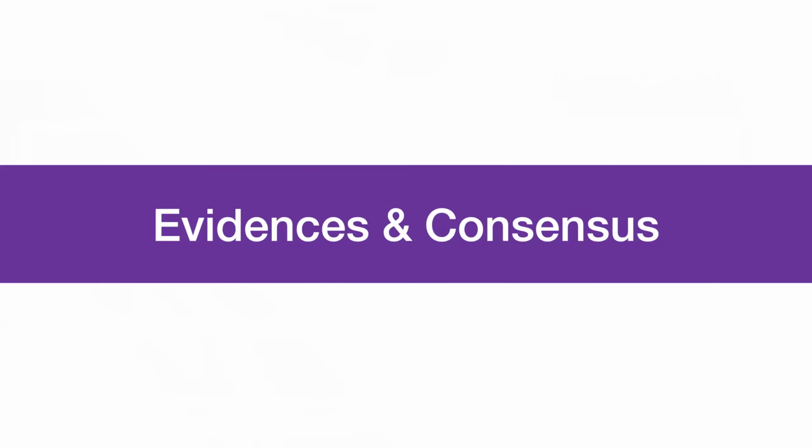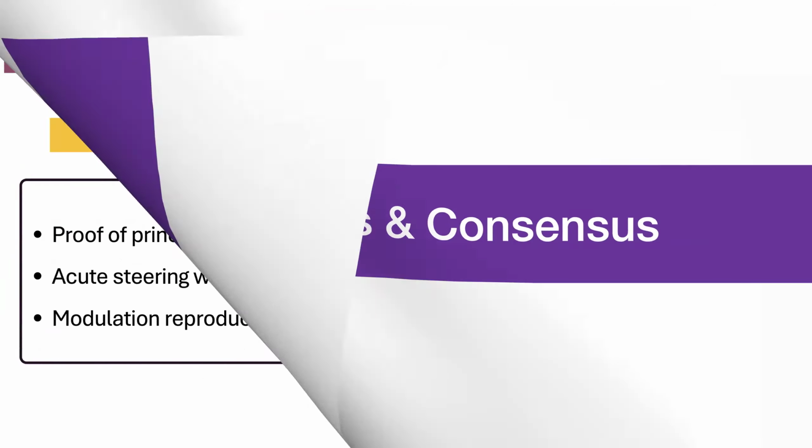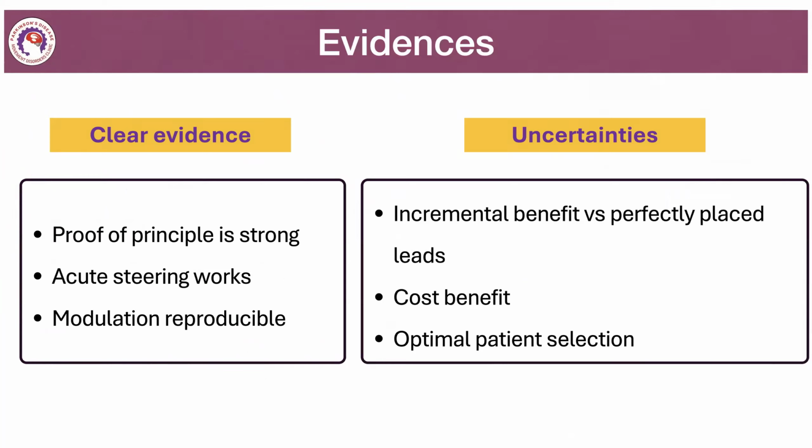So what evidence and consensus do we have? Where does directionality still stand? I think there is very clear-cut evidence for the proof of principle. There is nothing to challenge here. All of us agree how directionality should work. We have clearly seen that acute steering does give benefit. Whether it has long-term benefits is a question, but definitely it does work, and the modulation is clearly reproducible.